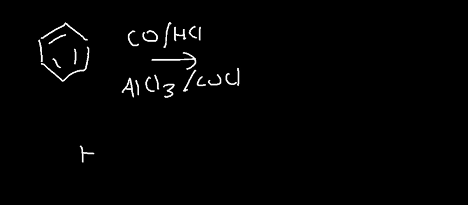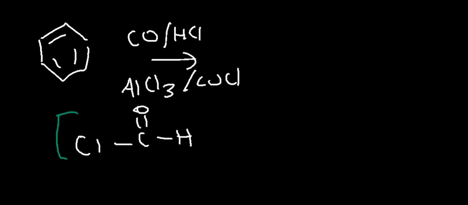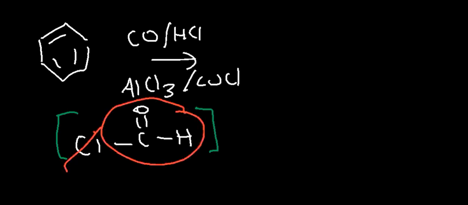The next reaction we're going to talk about is the Gattermann-Koch reaction. I believe that's how you pronounce it. Let's say you had carbon monoxide and hydrochloric acid with an aluminum chloride catalyst and copper chloride. Basically, your intermediate is an acid chloride, which looks like this. However, this intermediate is not stable, and you can't really store it, so you have to make it in the process of reacting it with a benzene ring. But it works just like the Friedel-Crafts acylation reaction, where we're going to take off the chlorine and add this group to the benzene ring.